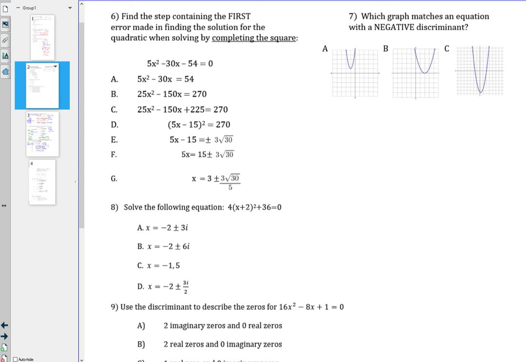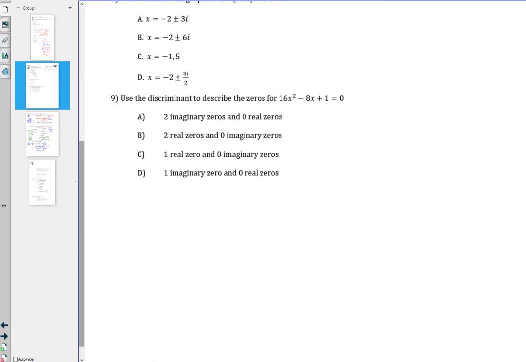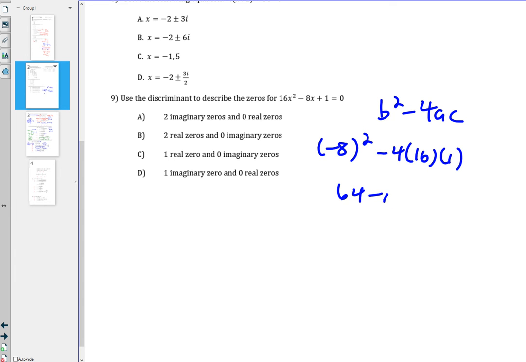The only thing you have to know, and actually for 7, you don't even need to do anything, it's looking at a picture. And they were looking at x and z. But for here, it has to be equal to 0, but that's already been done for me. All that I need is that. I don't have to actually solve anything. Just use that. Negative 8 squared minus 4 times 16 times 1. And 64 minus 64 is 0.